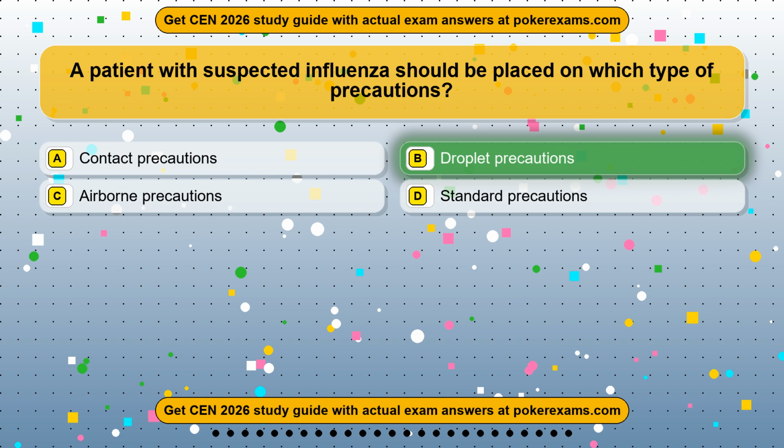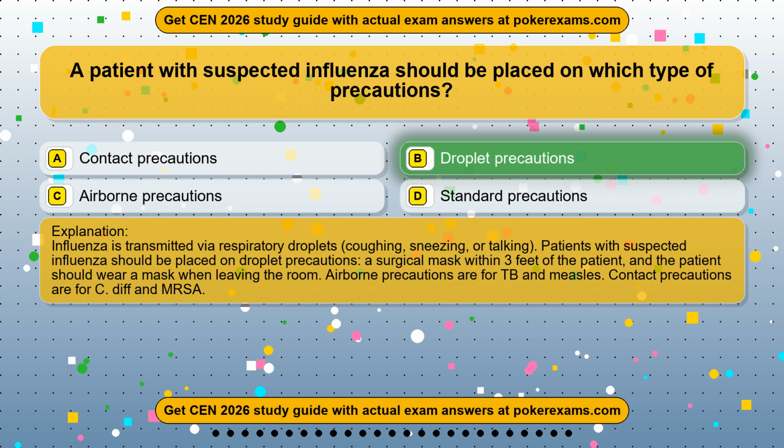Droplet precautions. Influenza is transmitted via respiratory droplets: coughing, sneezing, or talking. Patients with suspected influenza should be placed on droplet precautions, with a surgical mask within 3 feet of the patient, and the patient should wear a mask when leaving the room. Airborne precautions are for TB and measles. Contact precautions are for C. diff and MRSA.